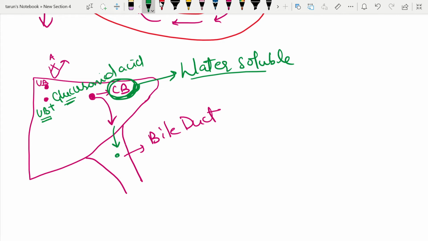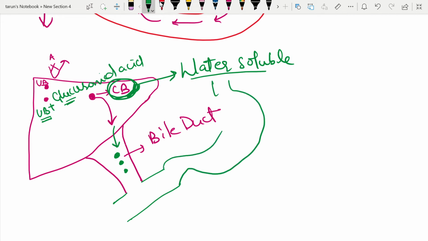I will draw it now in green. This is the conjugated bilirubin. It will now move in the bile duct, and we'll see what happens now. This conjugated bilirubin is released into the intestine. Here is our intestine. This is the intestine, and here it is released. Now we'll see what happens in the intestine.